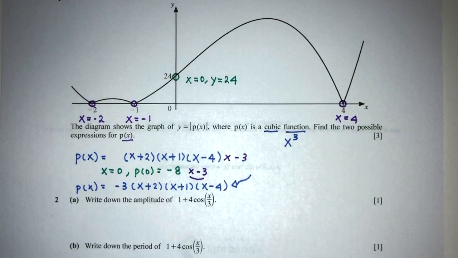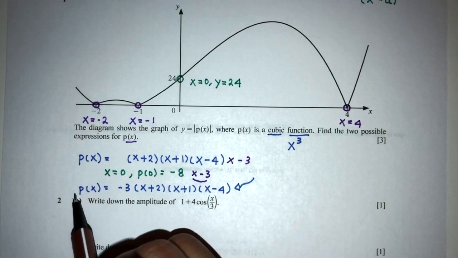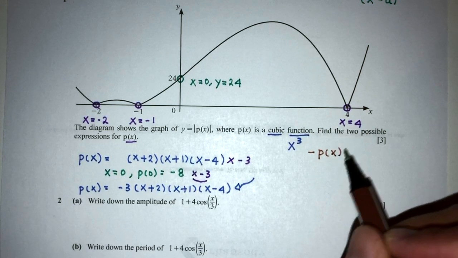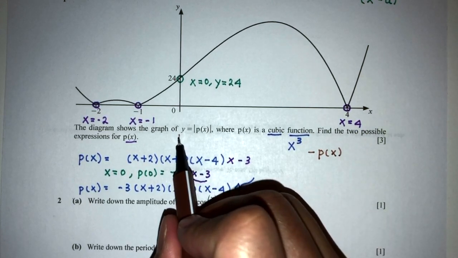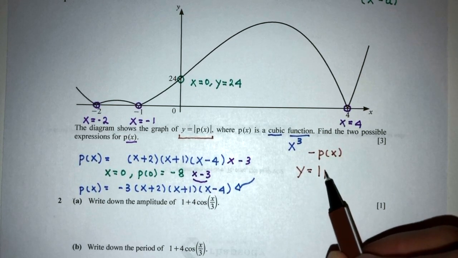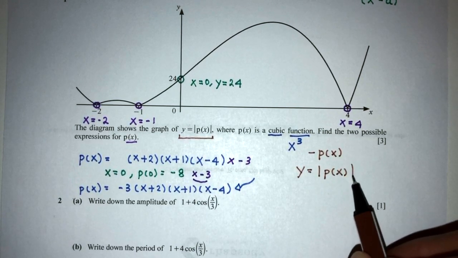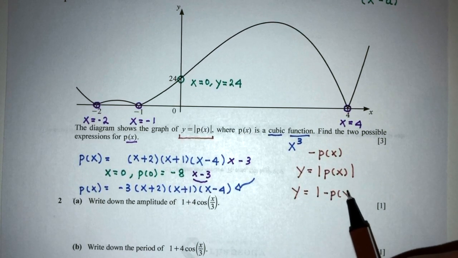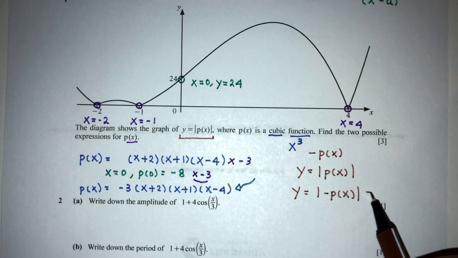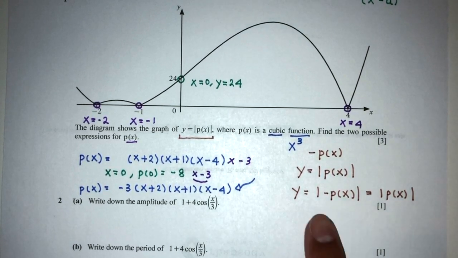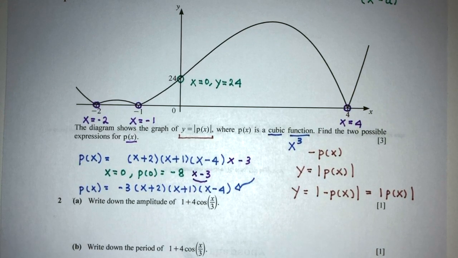Now the other expression is also very easy to find. The idea is that if p of x can be the expression, minus p of x can also be the expression. Why? Because as you can see here, the p of x is inside the modulus, which means that if you were to put, for example, minus p of x here, it is the same thing as p of x, because modulus changes all the negative values to the positive values.